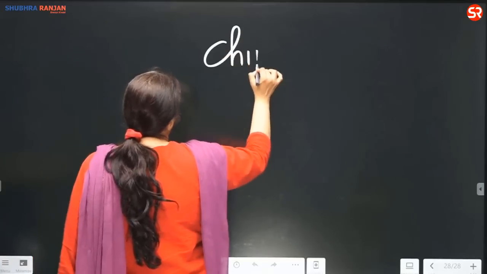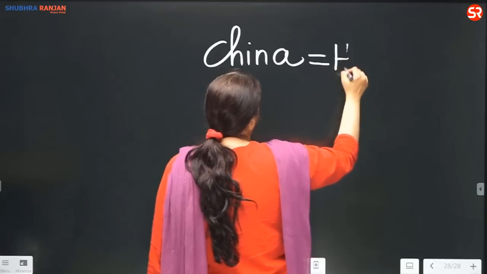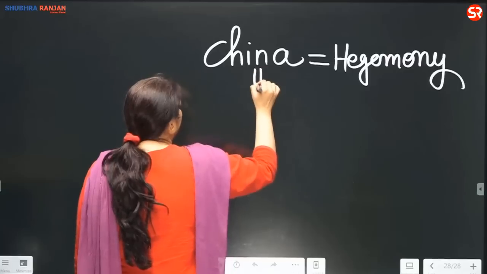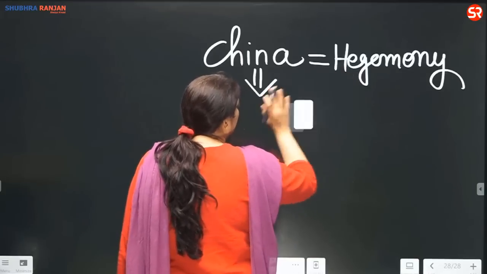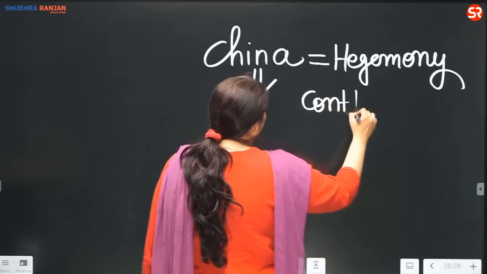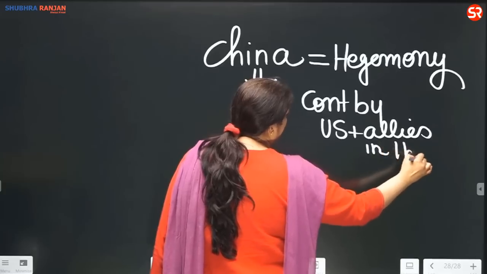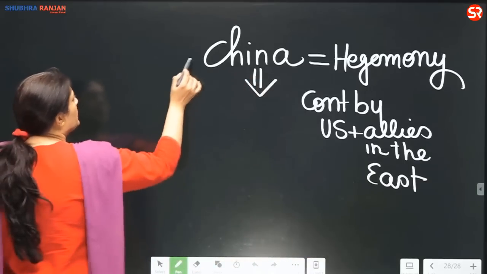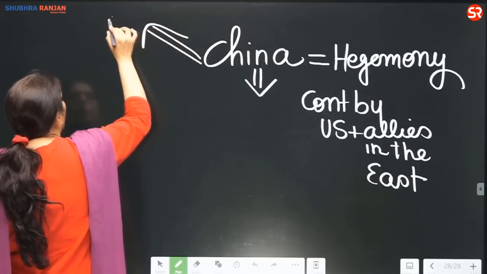Now, let us understand China. It is natural for any country to seek hegemony. So if China has to expand itself, China is completely contained by the US and its allies in the East. Fine. So the only option China has to expand is in the West.